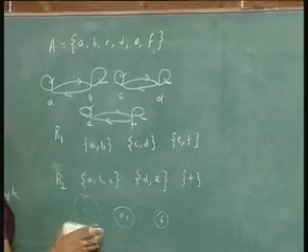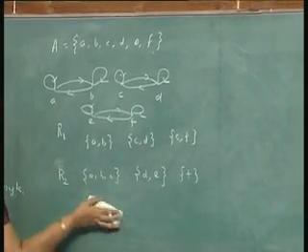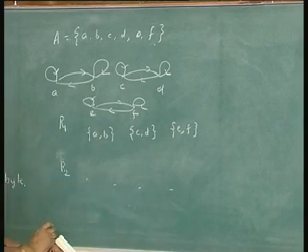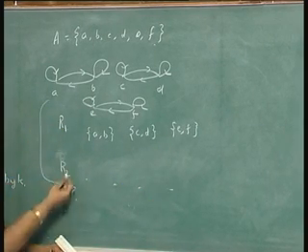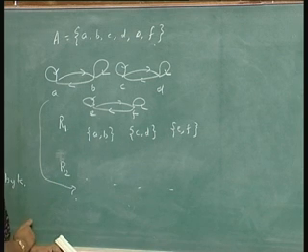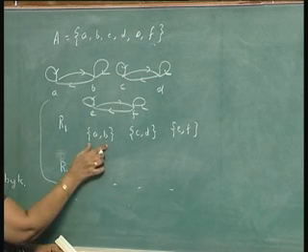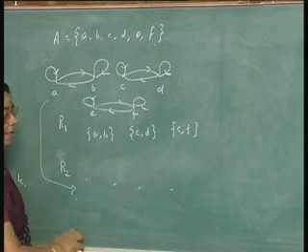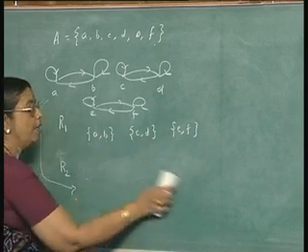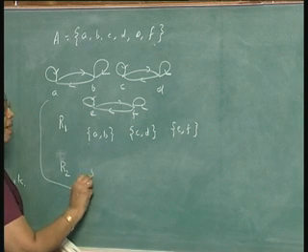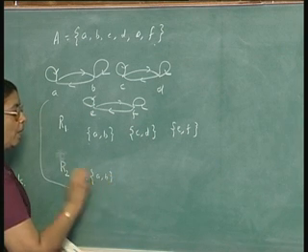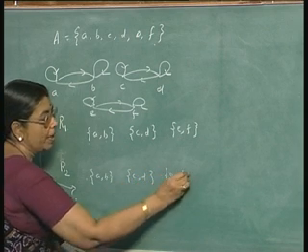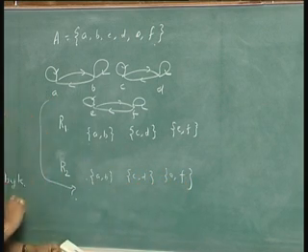And when will R2 be equal to R1? Only when you have the same diagram for R2 also, the same diagram as this, then only are the relations the same. And in this case, a and b will be in one equivalence class, c and d will be in one equivalence class, e and f will be in one equivalence class. So, R1 and R2 divide A into the same equivalence classes. R2 also will give the same equivalence classes. Only in that case can you say that R1 and R2 are equal.